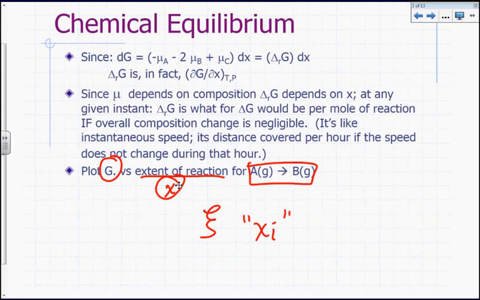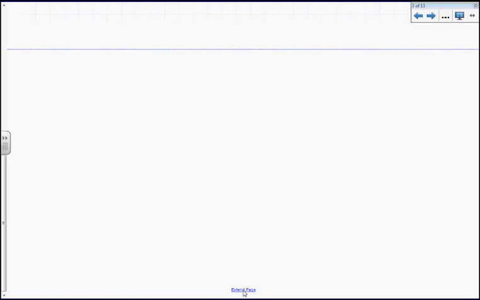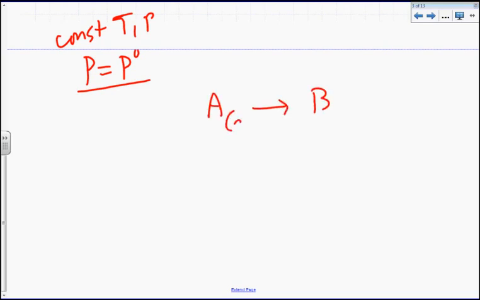So let's see what happens to G. To make things simple, we're going to say pressure is equal to P naught. We're going to do constant pressure, constant temperature, and we're going to use P naught as our constant pressure. So we have A going to B, and we're going to assume we just have 1 mole of A to begin with.